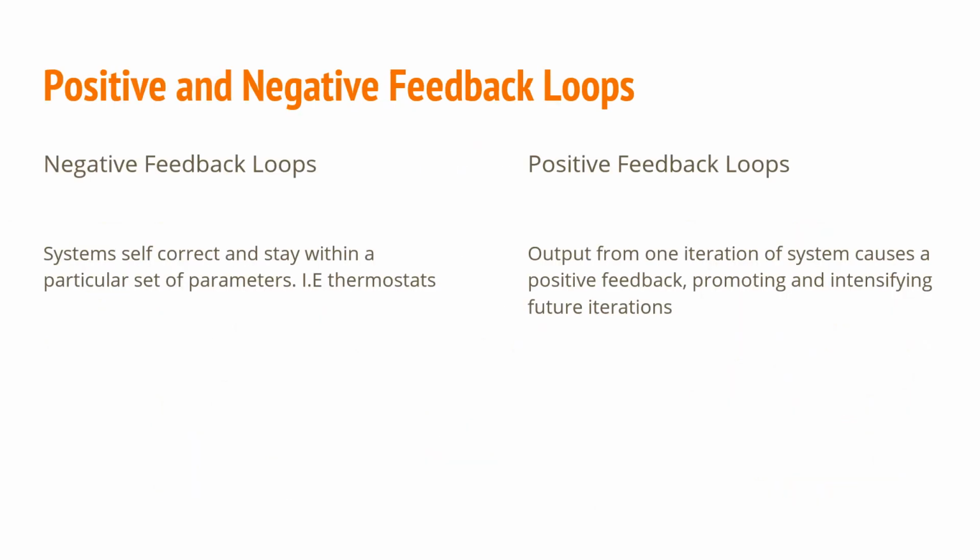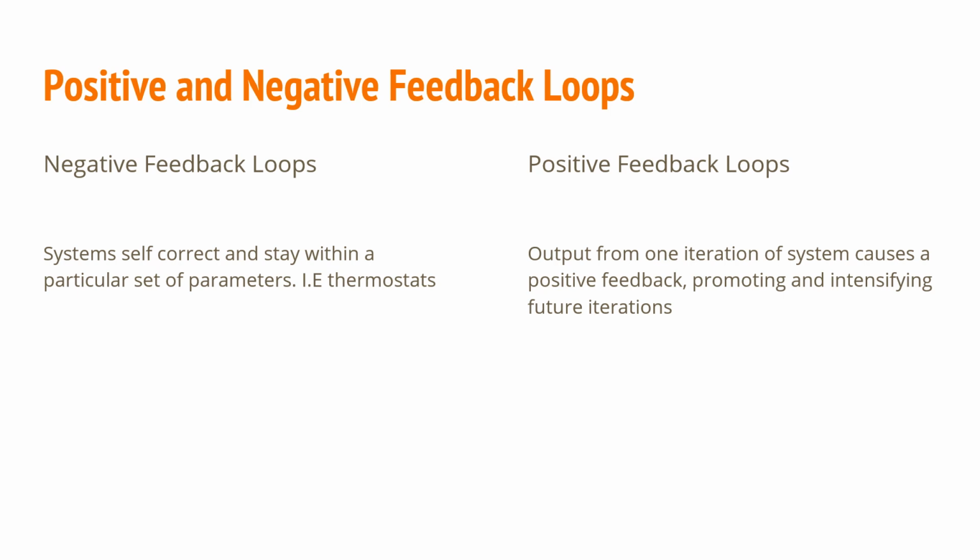Now, with these, there's positive and negative feedback loops. There's negative feedback loops where the systems self-correct and stay within a particular set of parameters. A good example of this is thermostats. You set it to a single temperature, and if it goes above or below that, it then course corrects so that it goes back to that desired temperature.